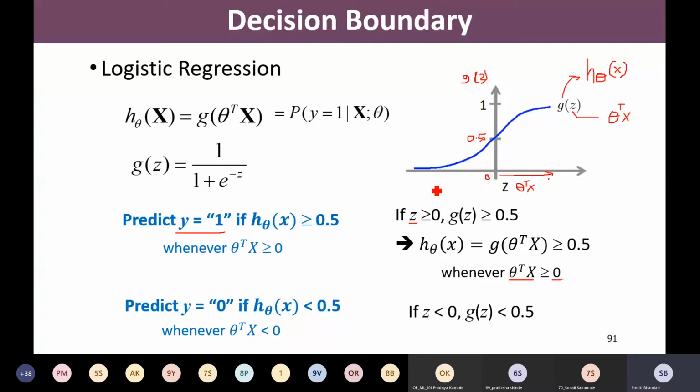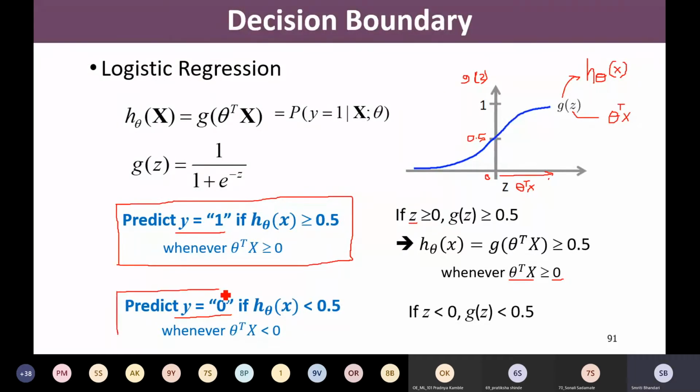Right? So simply remember that we are going to label the sample as a class 1 sample when my h theta x is greater than or equal to 0.5, or my theta transpose x is greater than or equal to 0. And we are going to predict our sample as belonging to class 0 when h theta x is evaluated as less than 0.5, and that happens whenever my theta transpose x is less than 0. Then we are going to predict the sample as belonging to class 0.